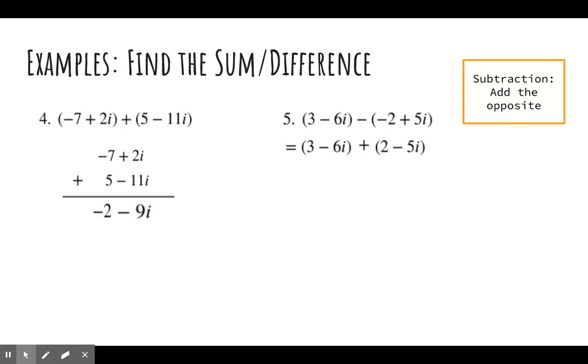Well, now it's just an addition problem. So again, we'll add the real parts and add the imaginary parts. Line each of those like terms up. So we have 3 plus 2 gives us 5. And negative 6i plus negative 5i gives us a negative 11i.